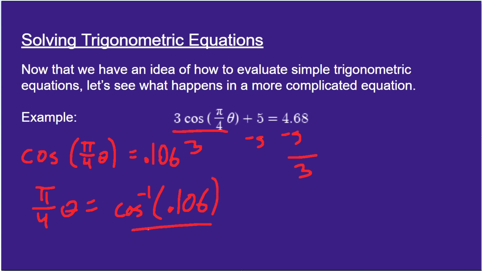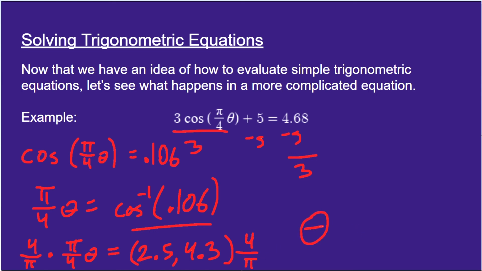Determining the two solutions for this was kind of the hardest part of this problem, right? But eventually we did it, and we had that pi over 4 theta was equal to those two solutions, something like 2.5 and something like 4.3. And then finally, we multiplied by the reciprocal of pi over 4 because that allowed us to get theta on its own. And we do it to both of them, and we ended up with our solution for theta.